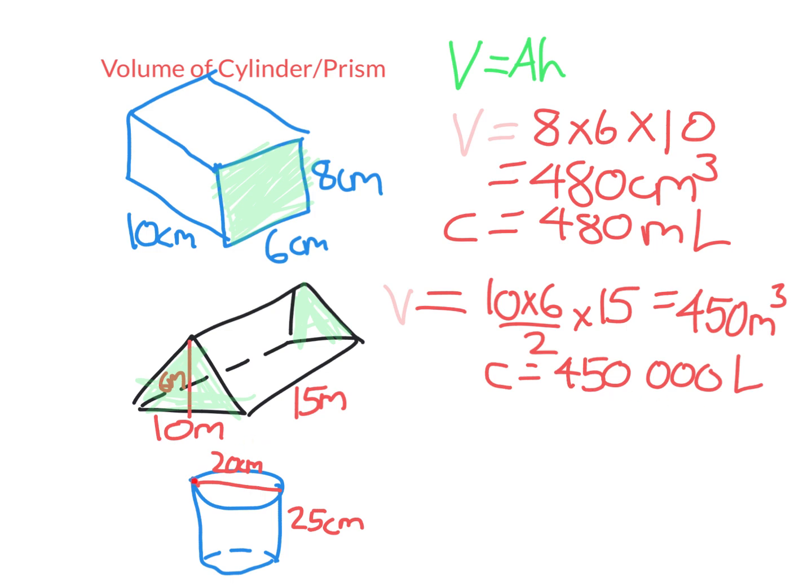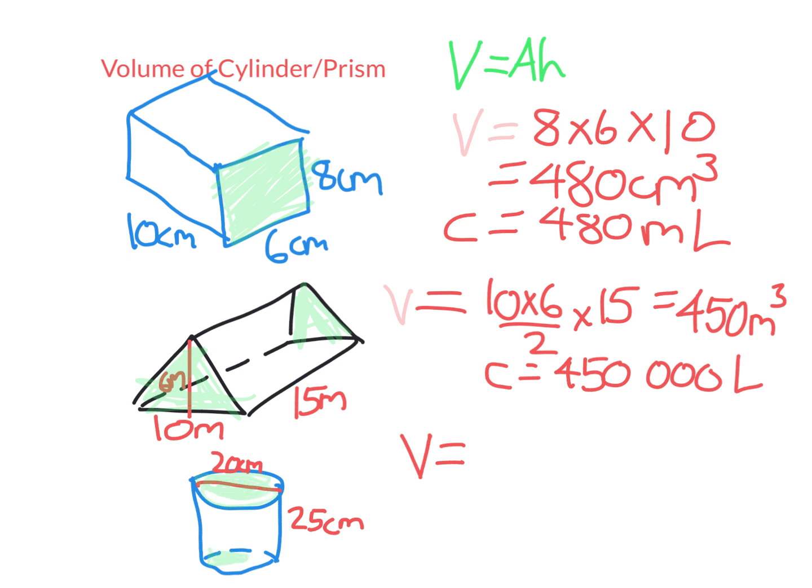All right, let's try a cylinder. A cylinder is technically not a prism because it doesn't have sides, but it works for all intents and purposes as a prism. We can still follow the rule, volume equals area of the base times the height. So here, the area of the base is the area of the circle. The base, the shape that is repeated here, is this circle. Top and bottom, same circle, same size.